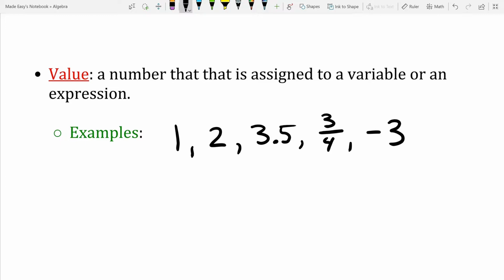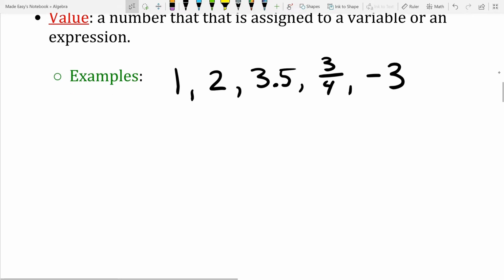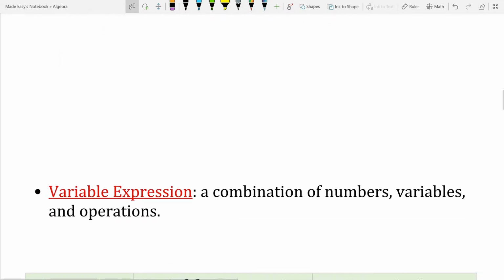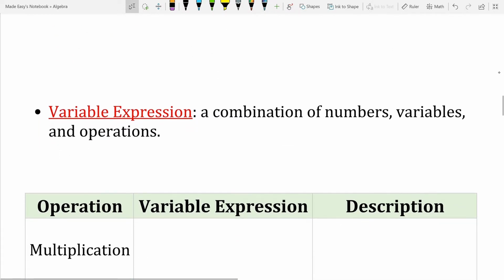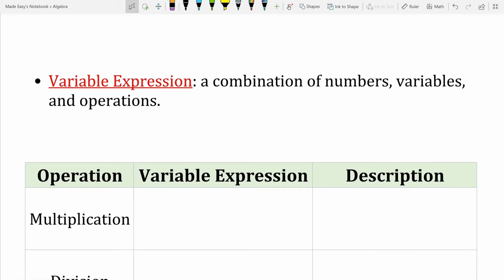Next, let's discuss variable expressions. A variable expression is a combination of numbers, variables, and operations. We're going to go over the 4 most common variable expressions.